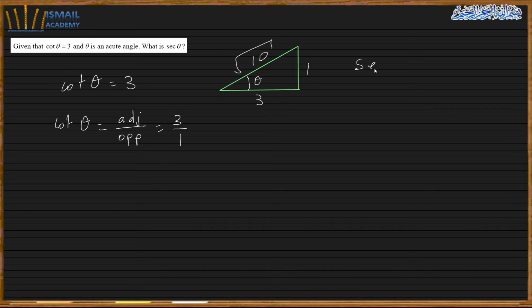So what is secant? Secant of the angle is 1 over cosine. This means it's going to be the hypotenuse over the adjacent. So I know my hypotenuse is root of 10, adjacent is 3, and I'm done. For those types of questions, the triangle is the best and easiest way. Try to master the triangle.